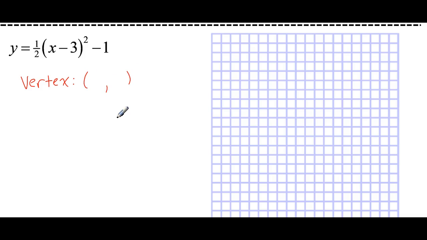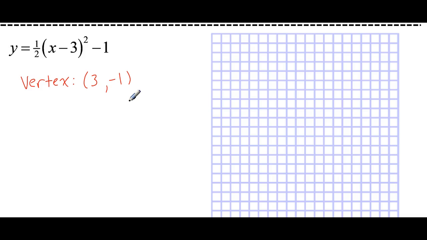Well, it might not be as easy as you think it is, because the plus and minus signs are a little tricky. Scroll back into the video and take a look at the way the setup is. H, in this case, is not negative 3. H is just 3. Whereas K is negative 1 here. So our vertex is at 3, negative 1. Watch out for the signs. They're a little tricky. The H part is the opposite sign, but the K is the same sign.